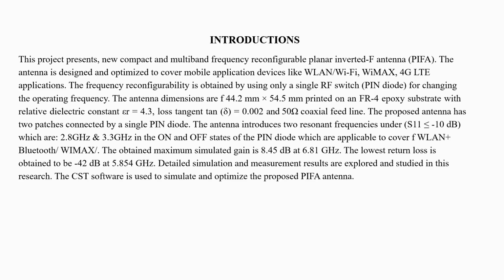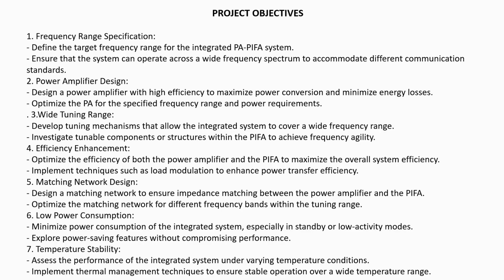The proposed antenna has two patches connected by a single PIN diode. The antenna introduces two resonant frequencies under S-parameters or return loss of minus 10 decibels, which are 2.2 GHz and 3.3 GHz in the off state and on state of the PIN diode, which are applicable to cover WLAN and Bluetooth communications. The main project objectives are frequency range specification, power amplifier design, wide tuning range, efficiency enhancement, matching network design, low power consumption, and temperature stability.